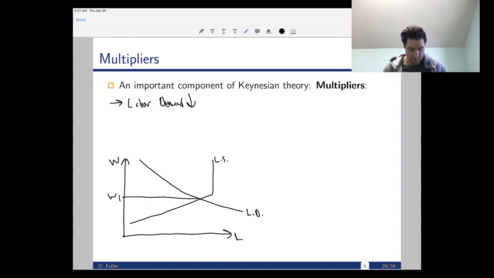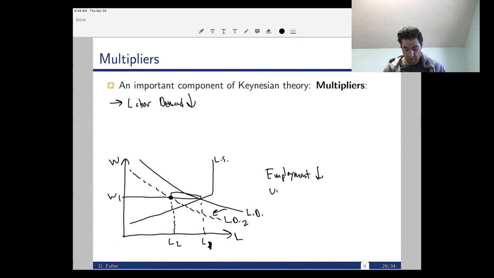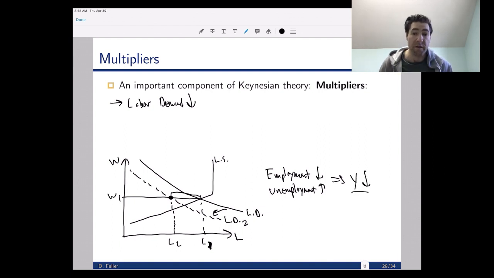So if we have downward wage rigidity, when labor demand shifts to the left, so let's say that's an animal spirit shift, right? So all of a sudden we're pessimistic. We get a decrease in employment, and we get this difference between who wants to work and who's able to work, and we get some increase in unemployment. So employment goes down and unemployment goes up. And so what that implies is that my income is going down, right?